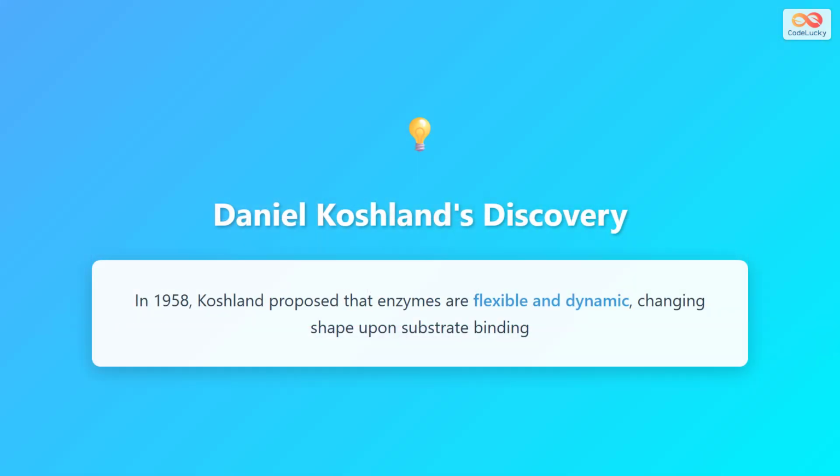In 1958, American biochemist Daniel Koshland proposed a revolutionary idea. He suggested that enzymes are not rigid structures at all. Instead, they are flexible and dynamic molecules that can change their shape upon substrate binding. This was a groundbreaking discovery that fundamentally changed our understanding of enzyme function. Koshland's work demonstrated that enzymes are adaptable proteins capable of conformational changes.